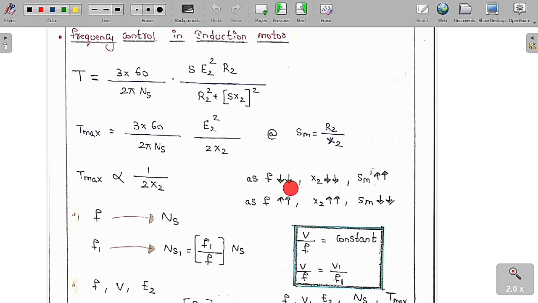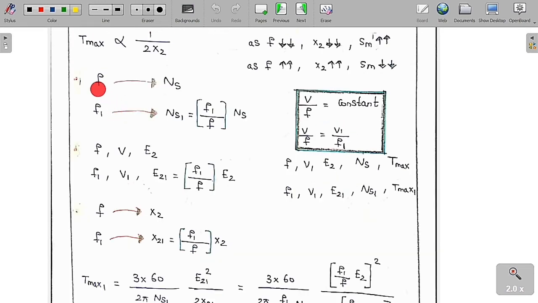Suppose as frequency decreases, the rotor reactance will decrease because X is equal to omega L. As f decreases, X2, the reactance of the rotor, will decrease. So slip will increase. So we can say clearly as the supply frequency decreases, the rotor reactance decreases, so slip at maximum torque will increase. Similarly, if frequency increases, the rotor reactance will increase, so slip at maximum torque will decrease. This is a point that you can learn from this.